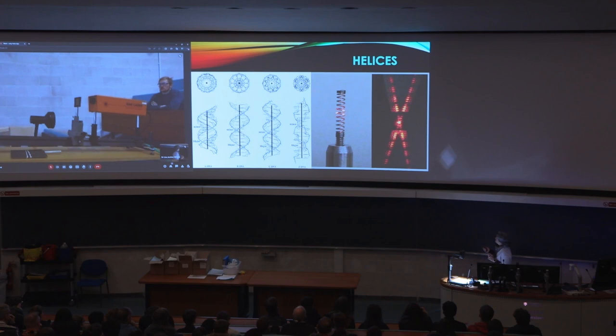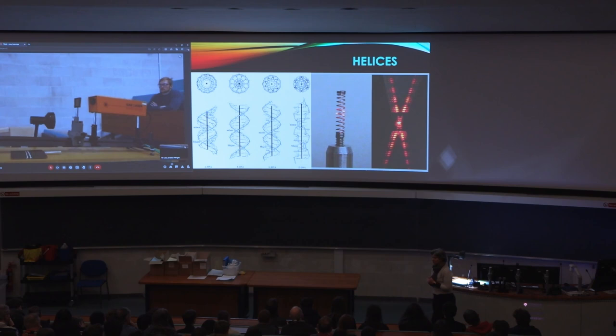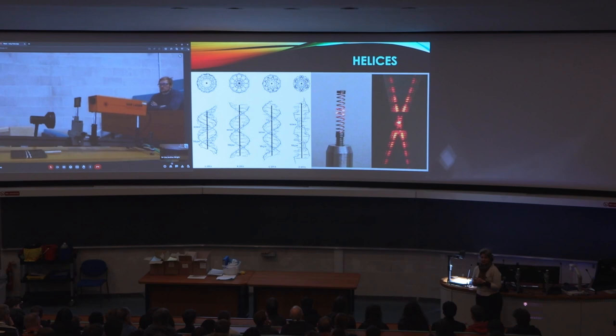Why do you think it's an X? Why do you think these diffraction patterns are at an angle like an X? Anybody, can I give it a go? You look at the helices. I can see lots of people doing this. Absolutely. We've got a spiral of a helix, and the helix isn't horizontal, it's not vertical, it's at an angle. So one arm of the helix is causing this one, and one arm is causing this one.